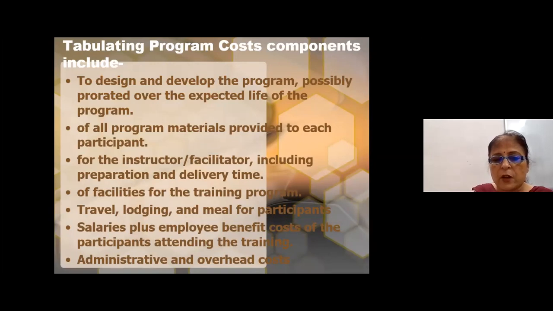Salaries, travel, lodging, meals for participants, plus employee benefit costs of the participants attending the training. Actually, this is also called the opportunity cost. People who were away from the organization and attending the training programs were still getting their salaries, but they were not contributing to the work, so that is also calculated. Then administrative and overhead costs.